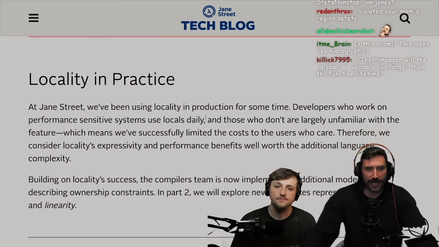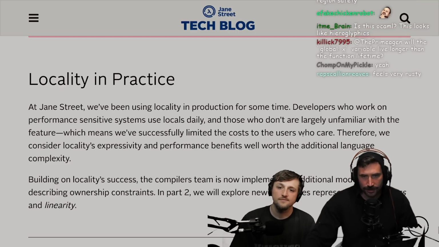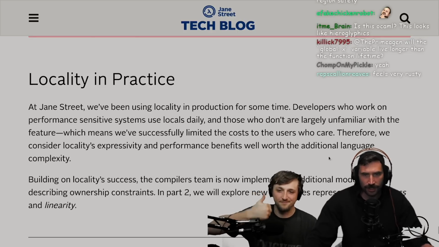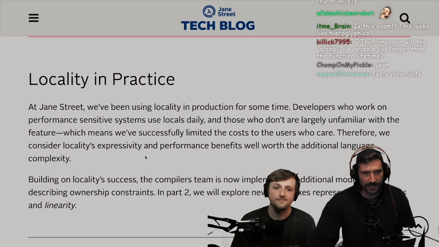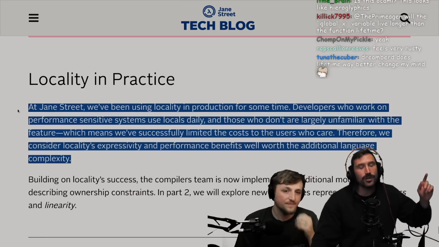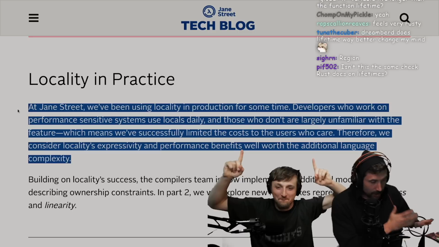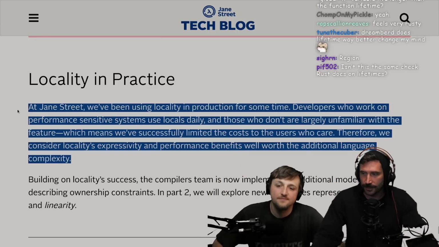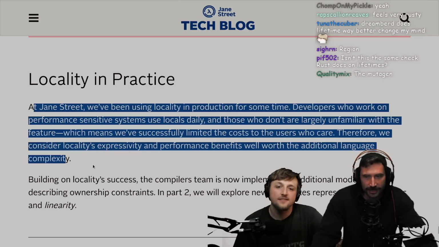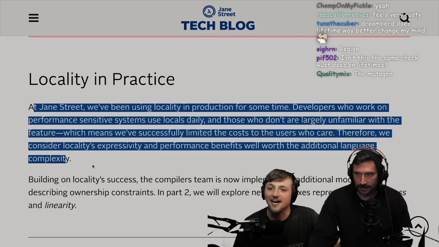Locality in practice. At Jane Street, we've been using locality in production for some time. Developers who work on performance-sensitive systems use locality daily, and those who don't are largely unfamiliar with the feature, which means we've successfully limited the cost to our users who care. Therefore, we consider locality's expressivity and performance benefits worth the additional language complexity. I agree. If you could do this and people don't realize they're using one of the two, to me that seems like a W. That means you've created a feature which is not leaky, right? The outside doesn't need to know about it. Only the inside does.